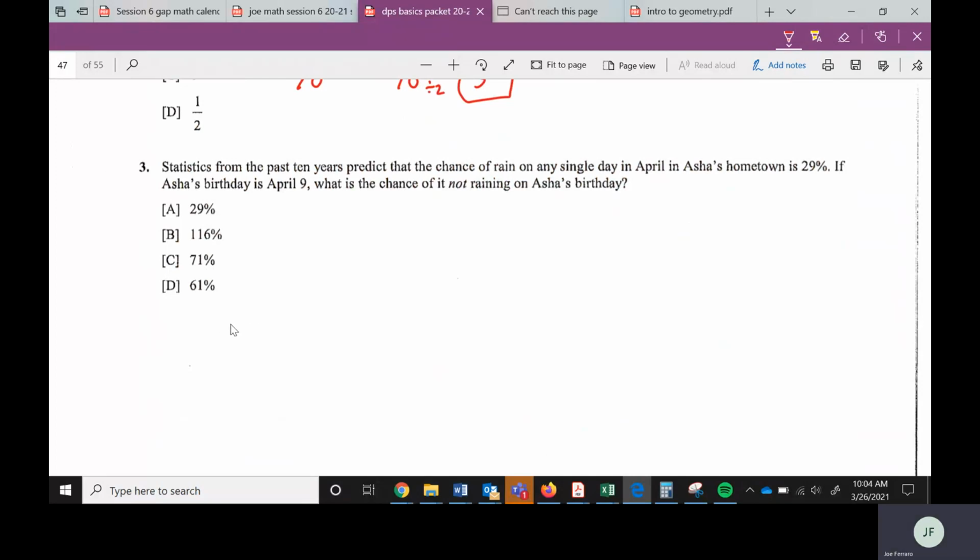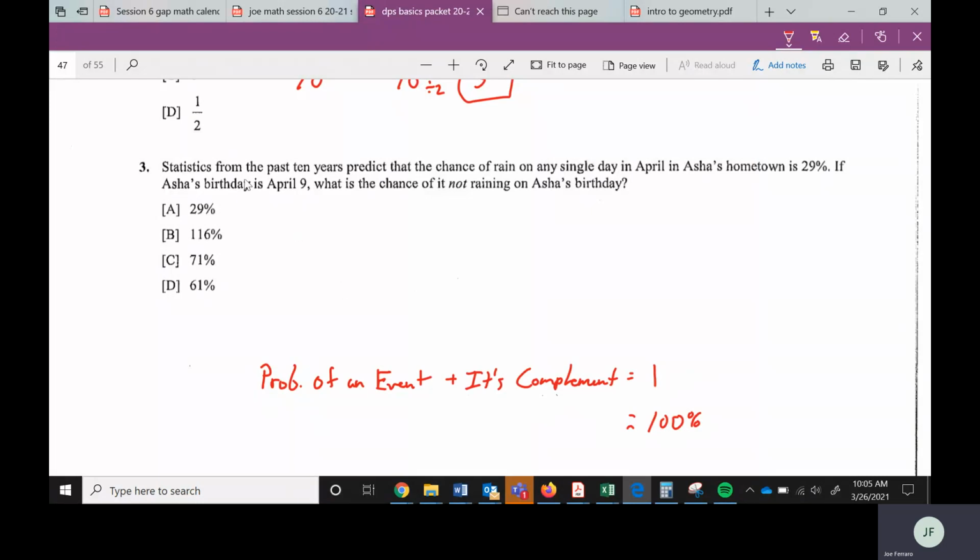And one thing we need to know is the probability of an event plus its complement, they'll always add up to 1. Okay, or in percents, 100%. Okay, so let's take a look at this problem. It might just be easier to do a problem.